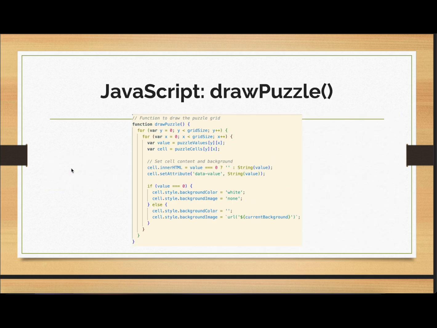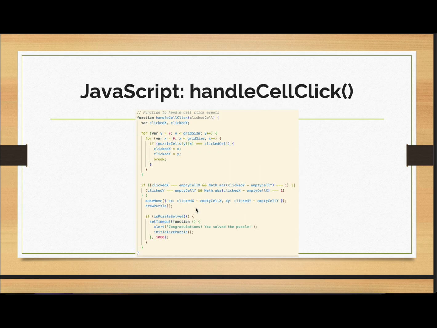This is the draw puzzle. So the draw puzzle is what creates the grid each time. And the biggest thing in here that we want to look at is for the blank cell, if we get a value of 0, which is the value for the blank cell, then it'll set the background color to white and it'll set the image to none. But otherwise, if the value is not 0, then it's going to check which one that is, and then it's going to set the correct background based on what the tile number is.